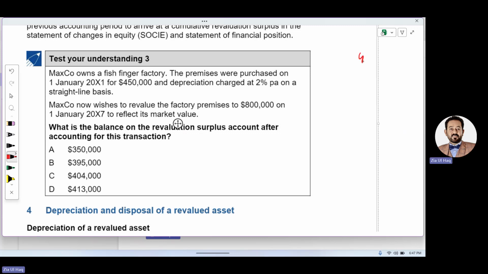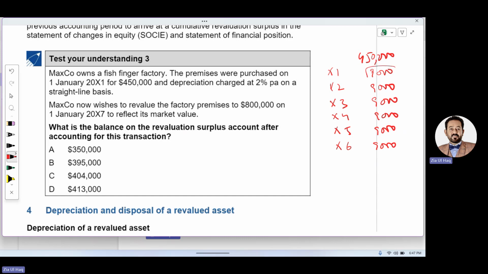This means 450,000 was the cost. So 9,000 was the depreciation for 20x1, 9,000 for 20x2, 9,000 for x3, 9,000 for x4, 9,000 for x5, and 9,000 for x6, because the revaluation is at the start of 1st January. So what is the depreciation for these 6 years? 54,000.